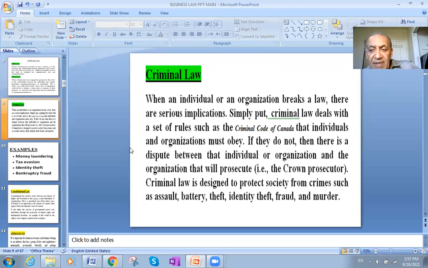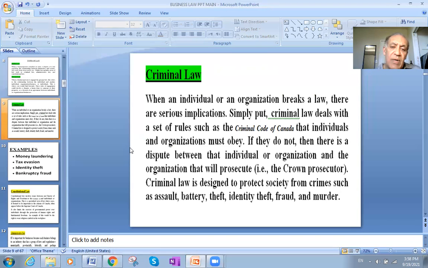The crimes start with murder, killing, theft of huge amounts of money, and vandalism. All of those go under the umbrella of criminal law. By the way, criminal law is always federal law. Let us see what we mean by criminal law.